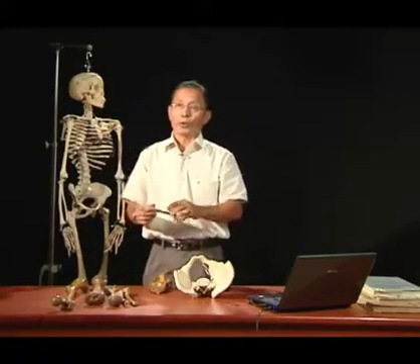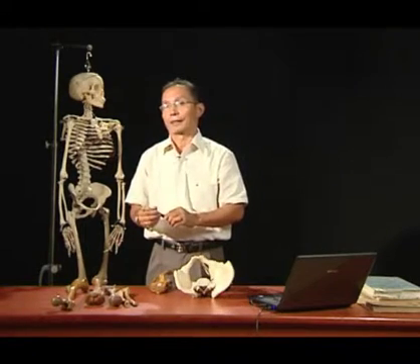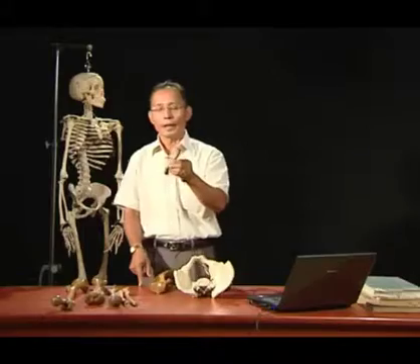Then again, on the basis of shape and size, we divide bones into different types: long bone, short bone, flat bone, irregular bone, sesamoid bone, like that. Now what type of bone is this? It is a long bone. Why? Because it has two end points and a shaft. So it is a long bone.